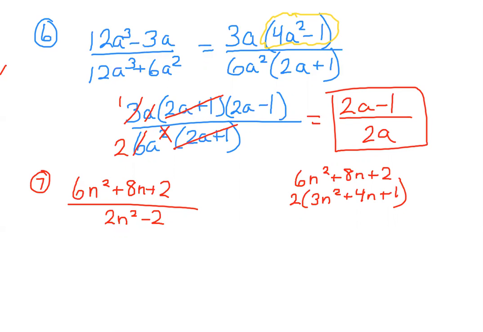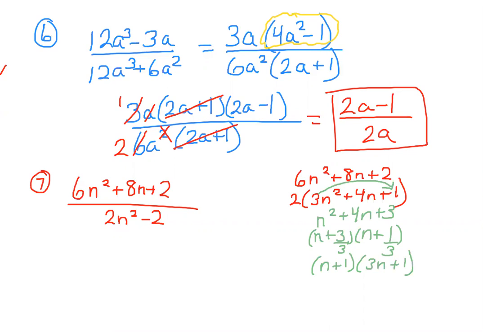But you can do this thing, where you take the 3 and put it over there. So you get n squared plus 4n plus 3, and then you would factor that, and you say what multiplies to give you 3 and adds to give you 4. That's going to be 3 and 1, but we multiplied by 3, so now we have to divide by 3, and this becomes n plus 1, 3n plus 1, and we have that 2. It's got to come down. We can't just forget about that 2.